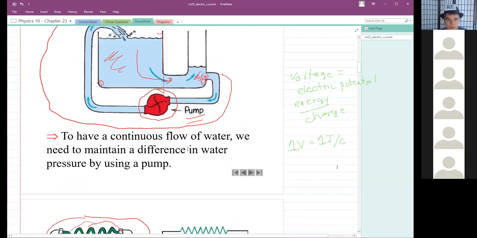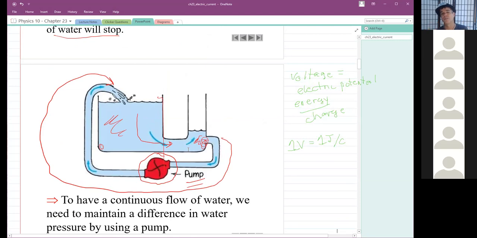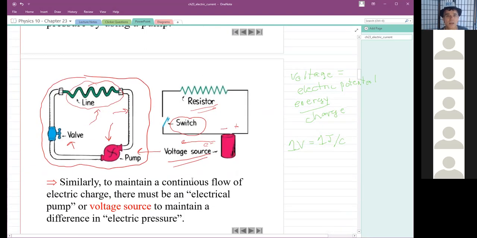So the bigger the pressure difference, the more the water is going to flow. The bigger the difference in electric potential or voltage, the more electric current is going to flow. So think of a battery as just an electric pump that's maintaining a difference in electric potential. That's really what I want you to know about voltage.